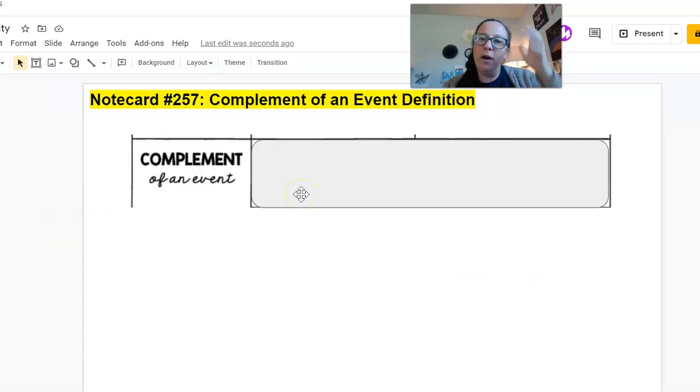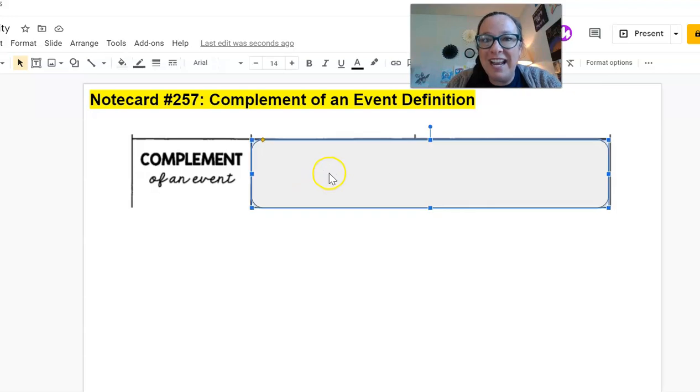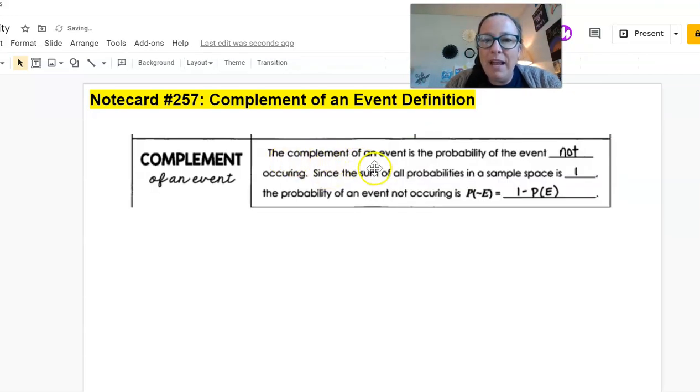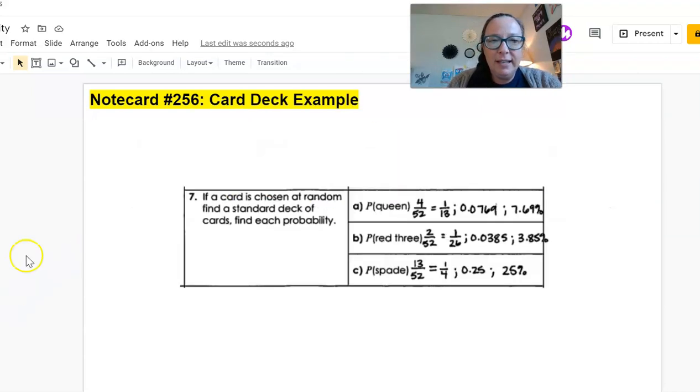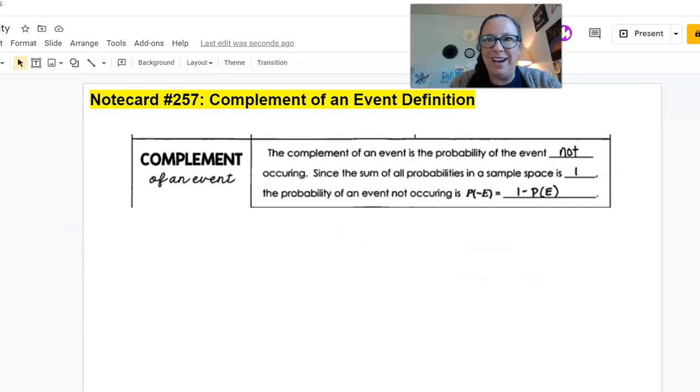All right, now I want to move on to another definition of what it means to be a complement of an event. It's not like what you think, where, ooh, I really like your glasses, being a complement. When we're talking about probability, that is not it. So the complement of an event is the probability of the event not occurring. So when I look at this, the complement of part A is actually 48/52 or 12/13. It's the complement of it, where it wouldn't happen. So it's like the opposite.